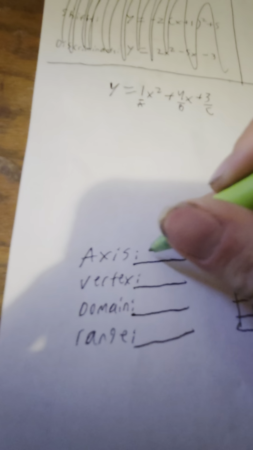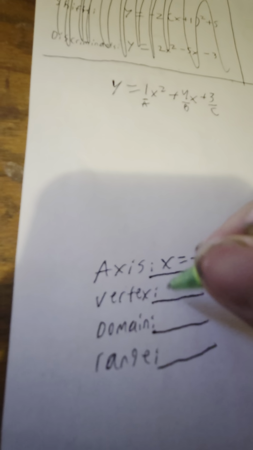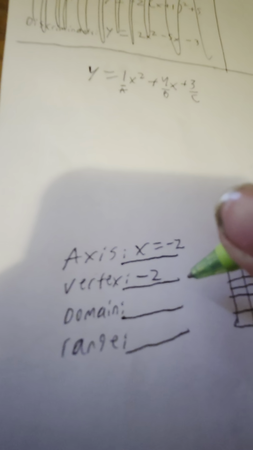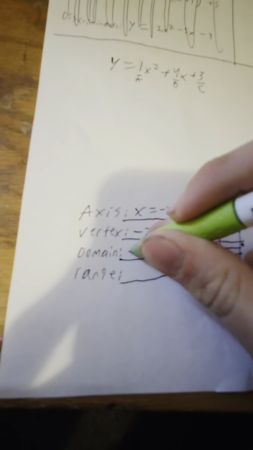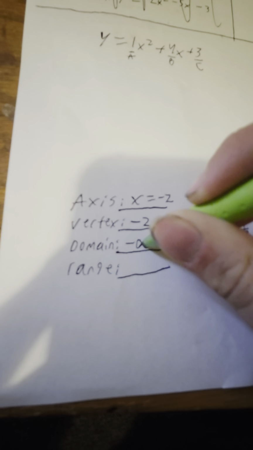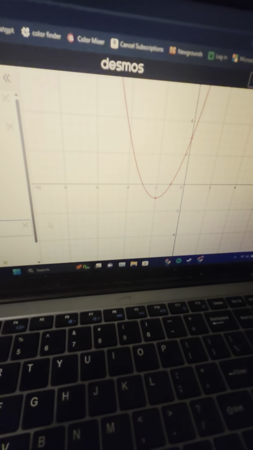But first, we need our axis, which is just our x. So, we write x equals negative 2. That's all the axes. And for vertex, we have half that figured out. Negative 2. For domain, every time, for now, it's always negative infinity, positive infinity. Now, if that doesn't make sense, if you pull up Desmos, which is a calculator.